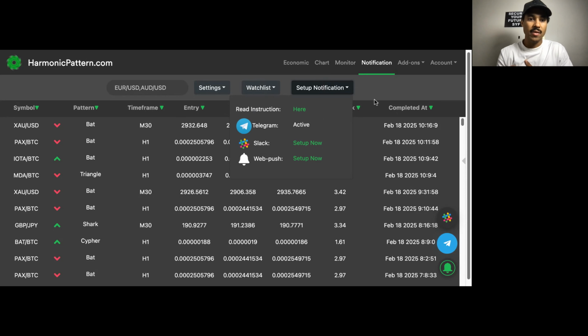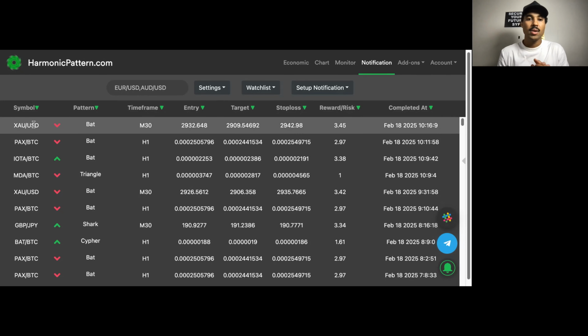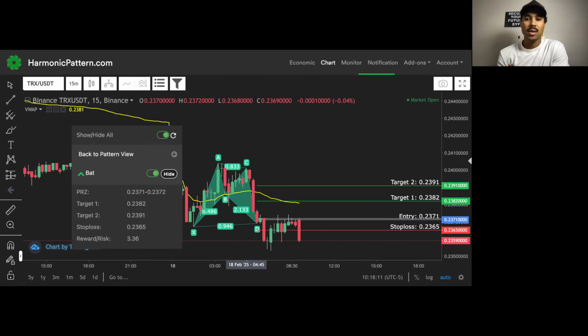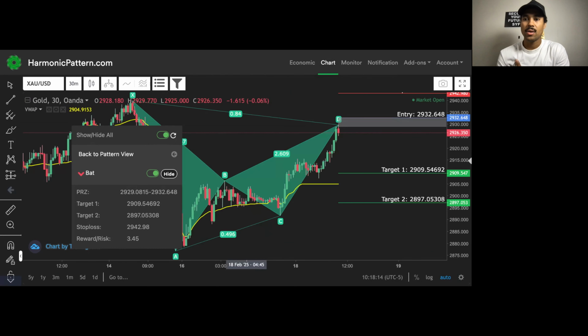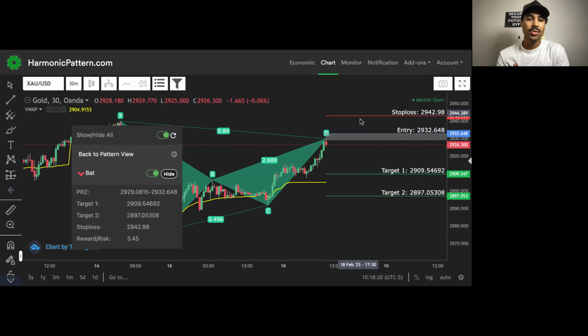For example, it's giving me XAU USD. This is the gold trade, right? It's giving me a bat pattern, time frame minute 30. It's giving me the entry, target, and stop loss, and the risk to reward. 3.45 risk to reward is actually pretty good. So we can click this chart really quick and check it out. Right now you can see this is the trade: stop loss, entry, target 1, target 2.